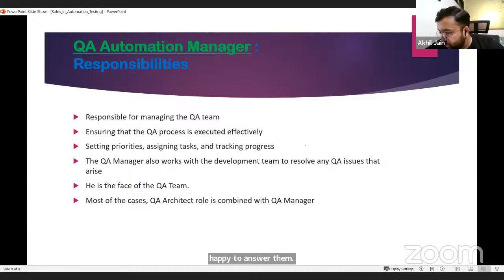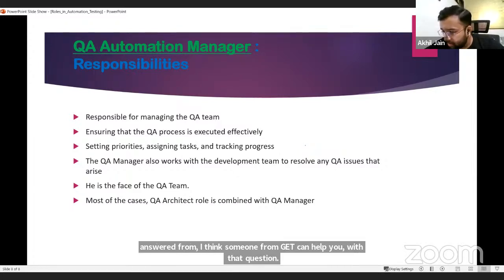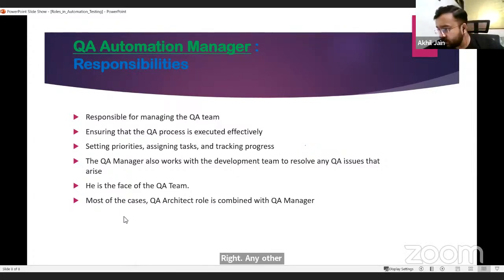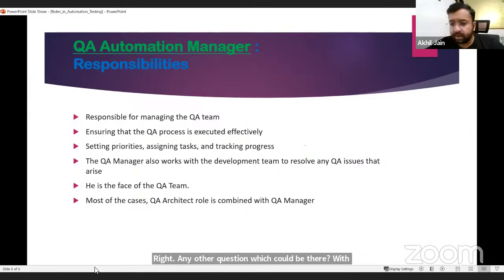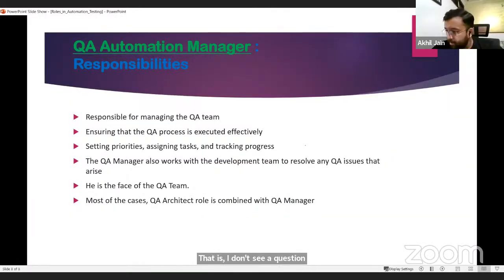Okay, there's one question from Shrikant. He's asking about placement support. Shrikant, I think someone from GFG can help you with that question. Any other question with respect to the topic which we are discussing here? Okay, I don't see a question there. Okay, great.